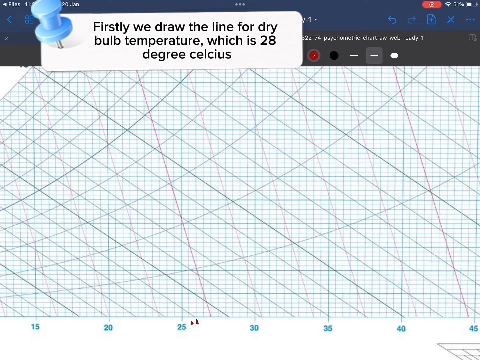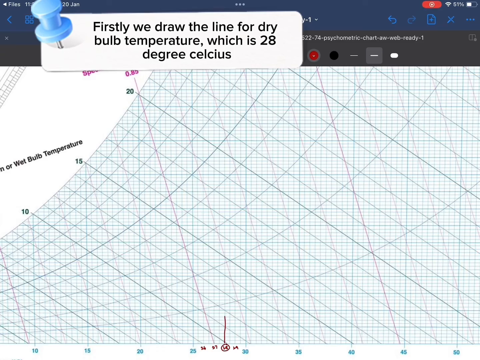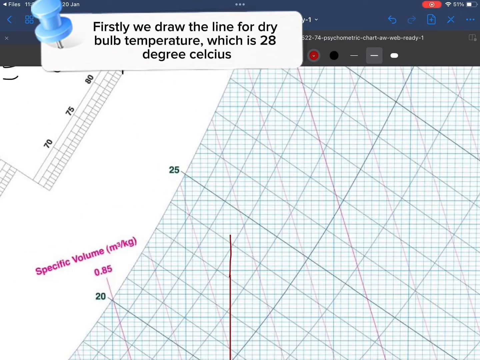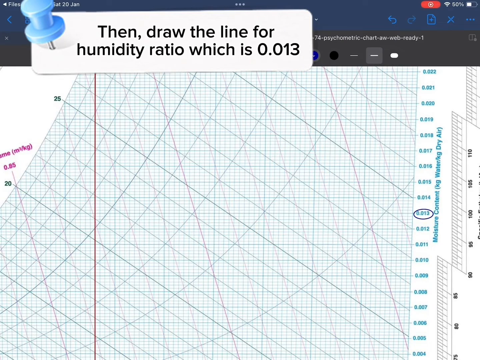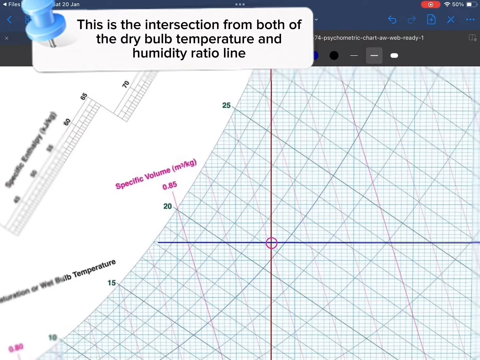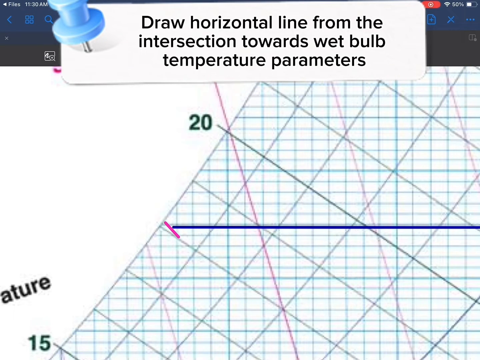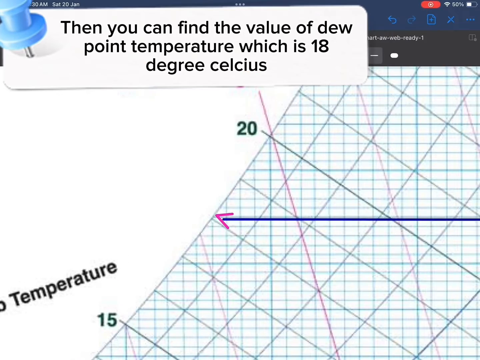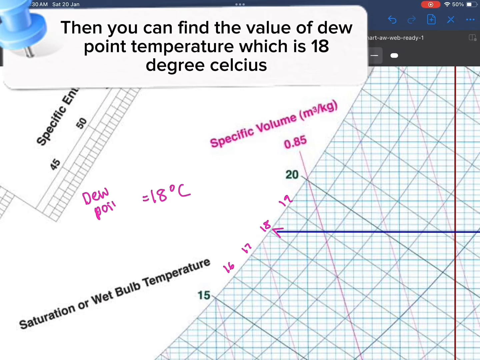Now we have to draw the line for dry bulb temperature, which is 28 degrees Celsius. This is the first step, and then we draw the line for humidity ratio, which is 0.013. This is the intersection of both the dry bulb temperature and the humidity ratio lines. And then you have to draw a horizontal line from the intersection toward the wet bulb temperature parameters to find the dew point temperature. And then we know the dew point temperature is 80 degrees Celsius.